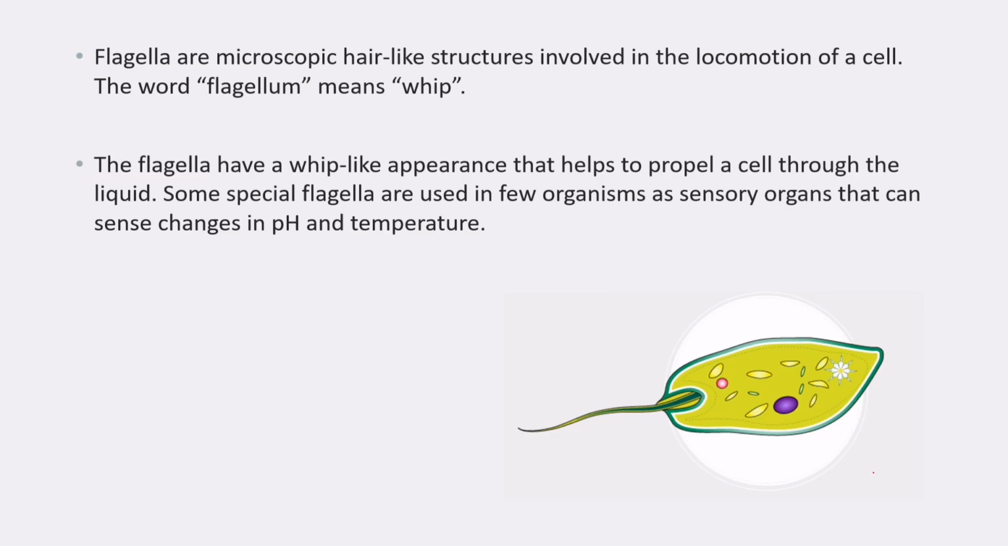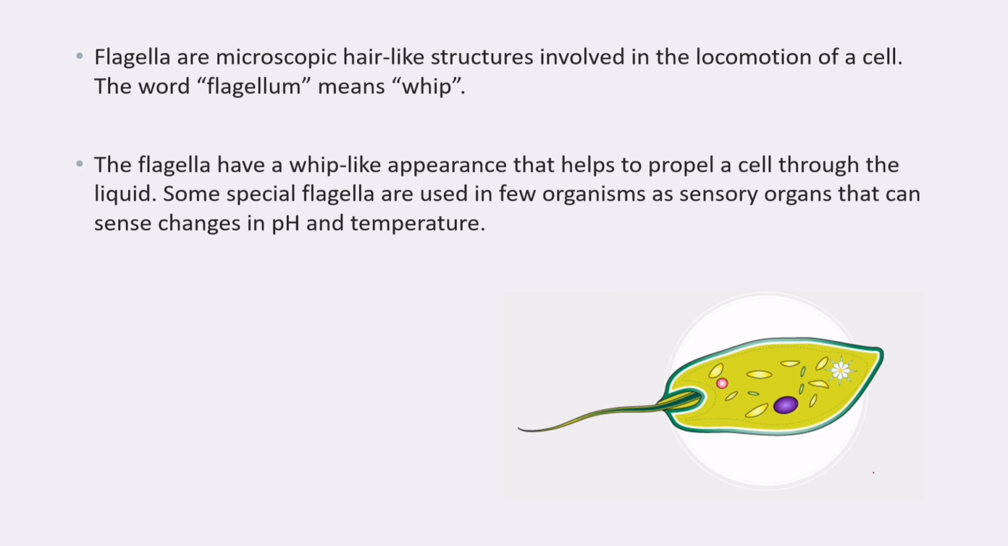Flagellum means whip, as its appearance is whip-like, which basically is a hair-like structure protruding out of the bacterial cell and helps in its locomotion. Means it helps the bacteria to move in the surrounding. So the bacteria also have some sensory organs which help them to sense the changes in the temperature, in pH, and even in the presence or absence of light or some chemical.